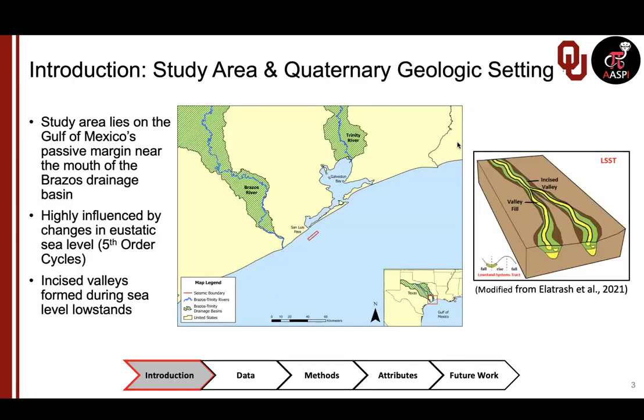So here's our study area and its Quaternary geologic setting. We can see the study area lies on the Gulf of Mexico's passive margin near the mouth of the Brazos drainage basin, highlighted by this small red rectangle. This area is highly influenced by changes in eustatic sea level, specifically these small fifth order cycles throughout the Quaternary period. I'm going to be mapping and showing you incised valleys along unconformities, which formed during sea level low stands.